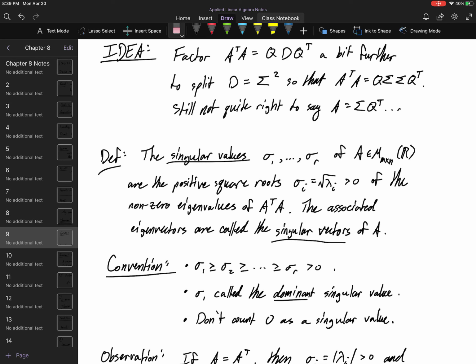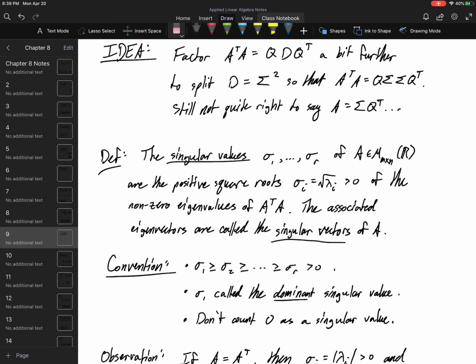But these singular values are the positive square roots of the non-zero eigenvalues of A transpose A. So the non-zero elements of this D matrix upstairs are going to be kind of our analog for eigenvalues for the matrix A, or at least their square roots will be the analogs of eigenvalues for A. The associated eigenvectors that we get here are called the singular vectors.